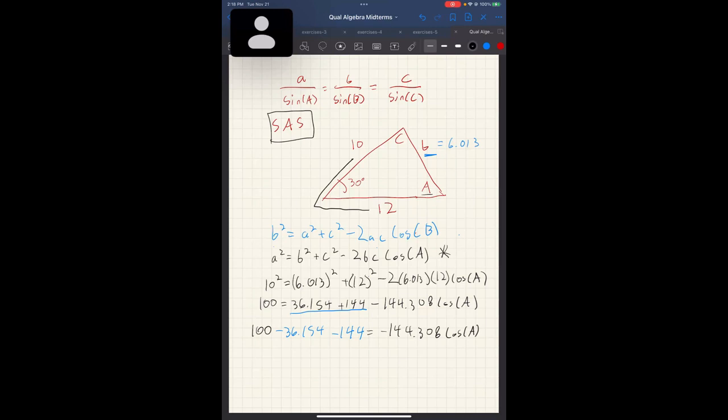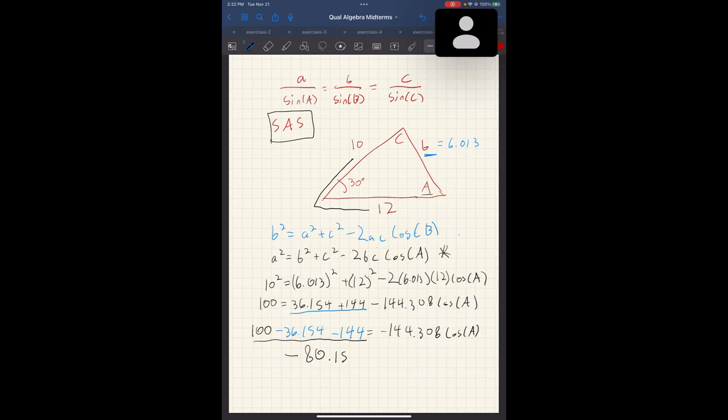But this left-hand side simplifies. Subtract 36.154 and then subtract 144. Once we do 100 minus 36.154, I typed that in wrong. 100 minus 36.154 minus 144, we get negative 80.154 is equal to negative 144.308 times cosine of A.